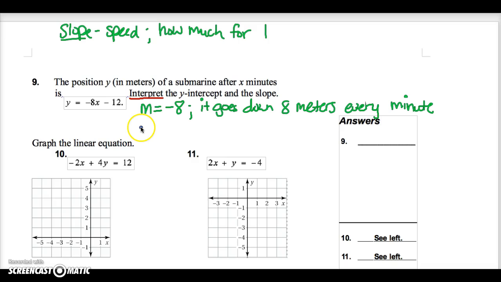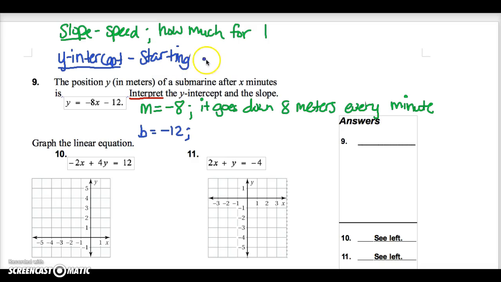Then I have to interpret the y-intercept. So your y-intercept is this other number tagging on over here. So that would be -12. Okay. And up here, we're going to add in a little note about the y-intercept. Okay. Your y-intercept is basically your starting point.